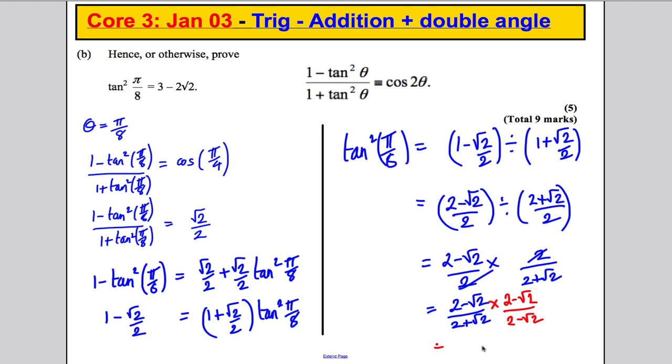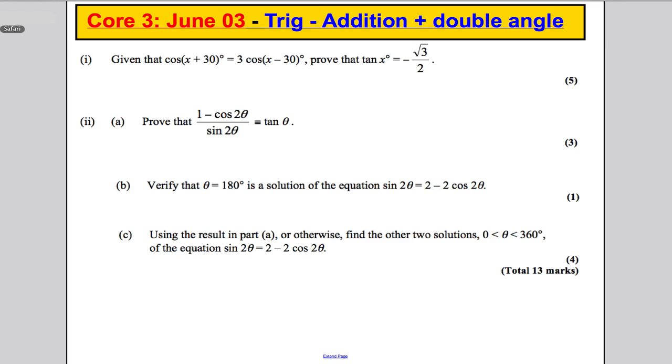On the bottom, I would therefore get 4 take away 2, which is 2. On the top, I would get 4 subtract 2 root 2, so subtract 4 root 2 plus 2. So I would get 6 subtract 4 root 2 all over 2, which is 3 subtract 2 root 2 if I divide everything by the 2, and I'm done. Okay, next question, pause the video, have a go.